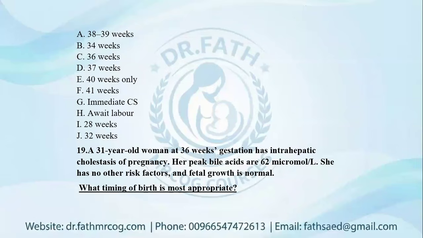A 31-year-old woman at 36-week gestation has intrahepatic cholestasis of pregnancy. Her peak bile acid is 62 micromole per L. She has no other risk factor and fetal growth is normal. What time of birth is most appropriate? 36 weeks, 38 to 39. The patient is at 36 weeks with bile acid 62. So what timing of birth is most appropriate?